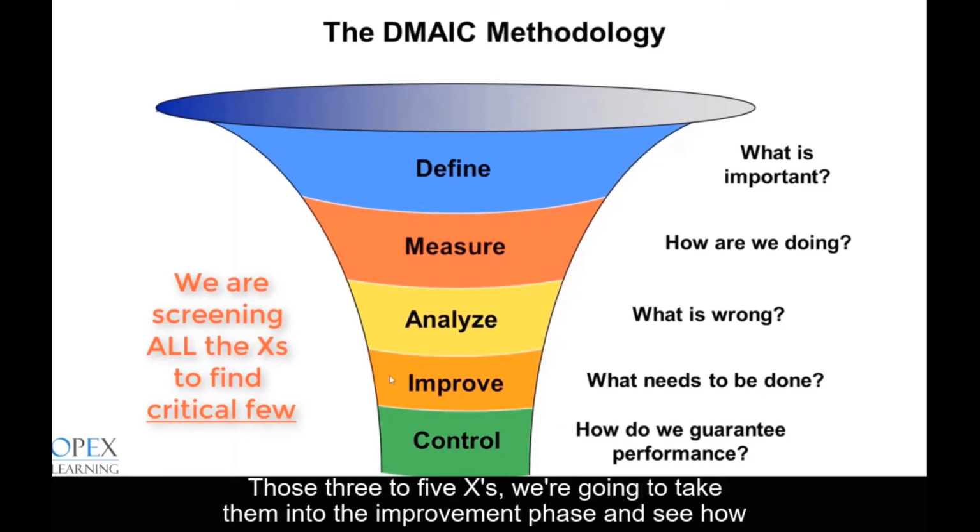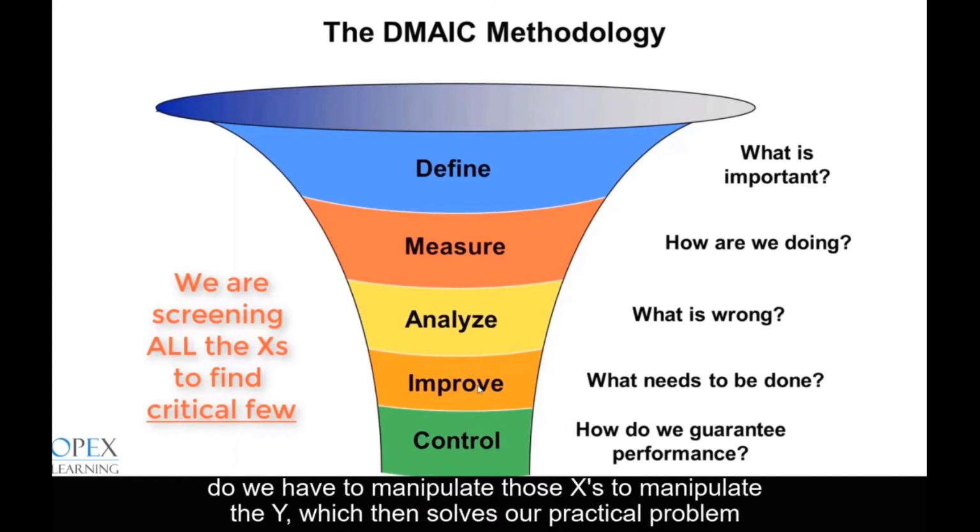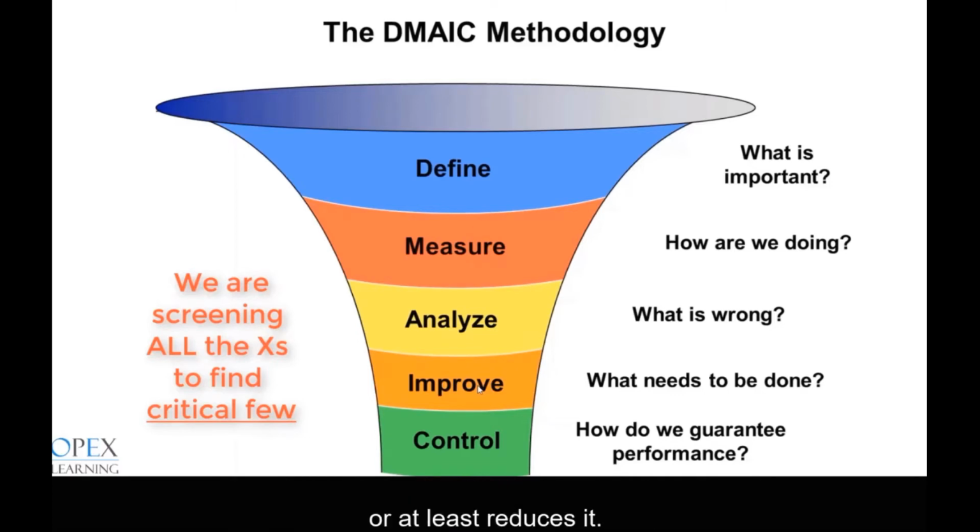Those 3 to 5 Xs, we're then going to take into the improvement phase and see how we have to manipulate those Xs to manipulate the Y, which then solves our practical problem or at least reduces it.